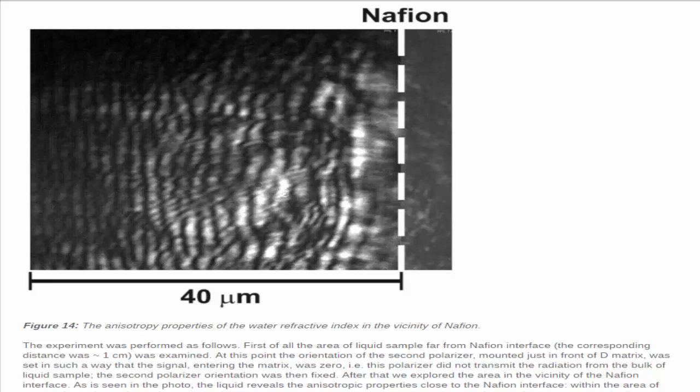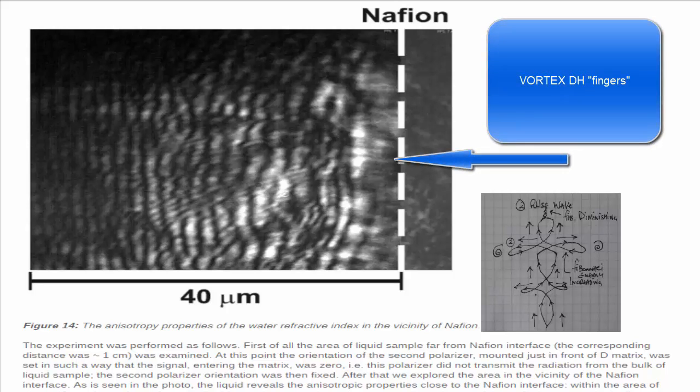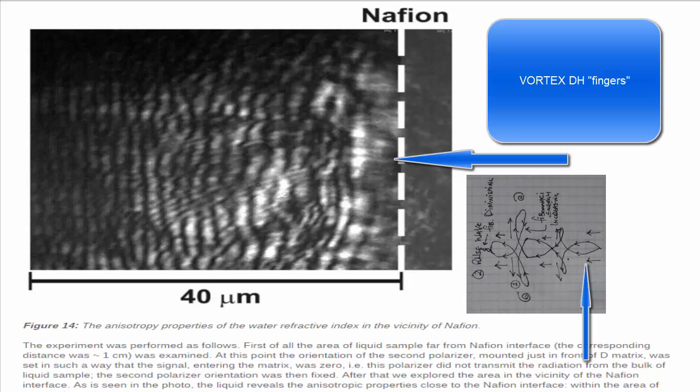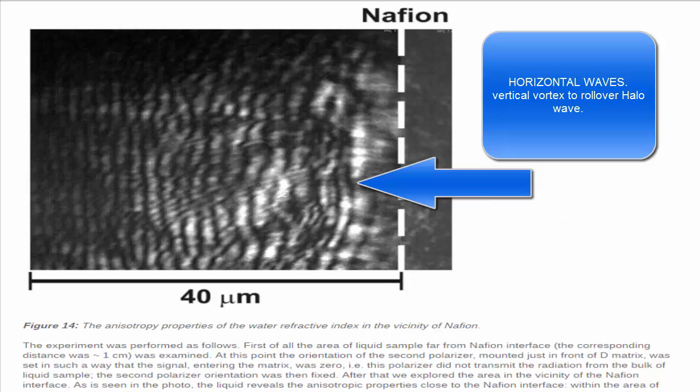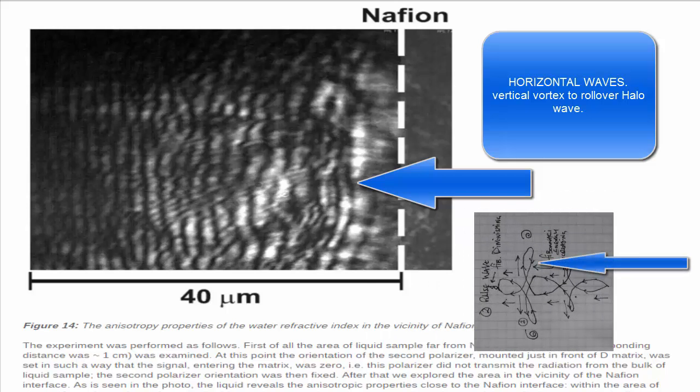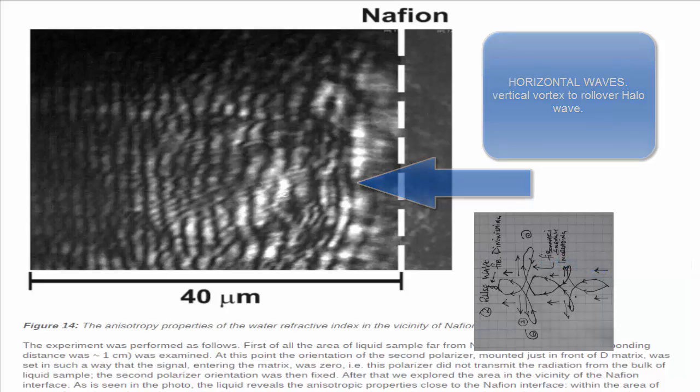Now I'm going to show in the pictures of the actual exclusion zone the vortex finger to horizontal wave configuration. So first off, we have our double helix vortex finger, and we'll flip my energy pulse wave picture around for configuration, and there we have our energy vortex double helix finger. And then we have horizontal waves, which is the vertical vortex to a rollover halo wave. Spin that around, that is your halo wave. So these are pieces that slide and slot together.